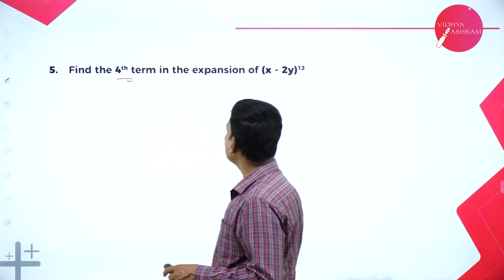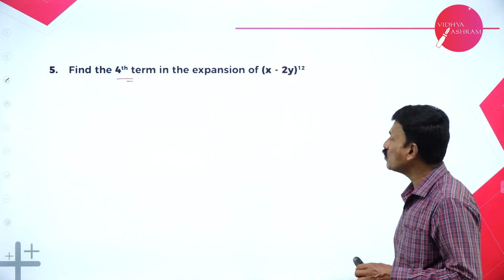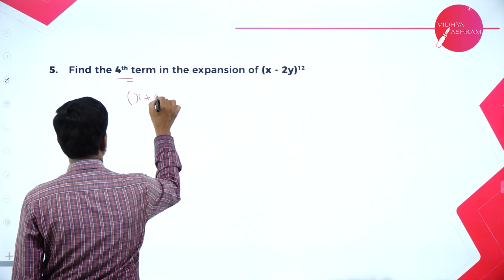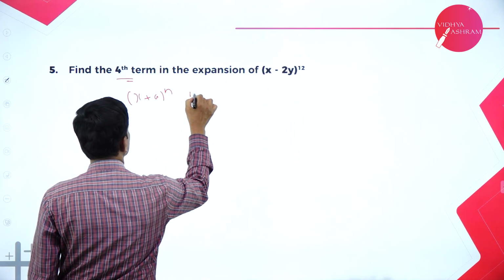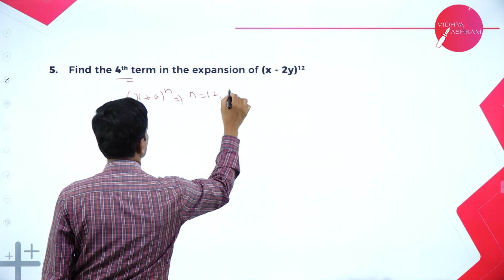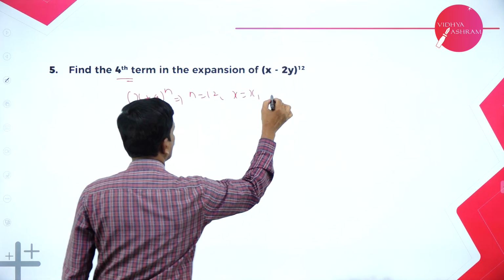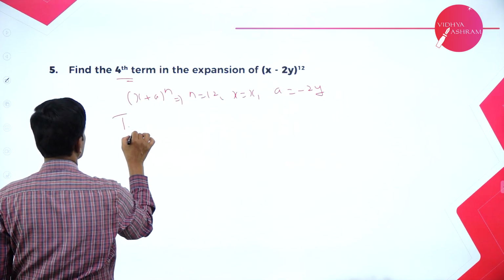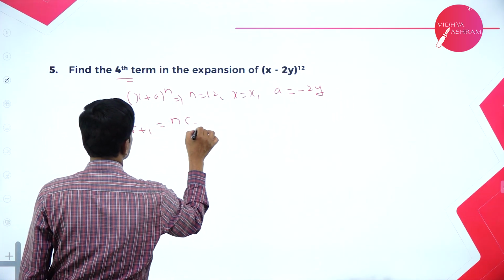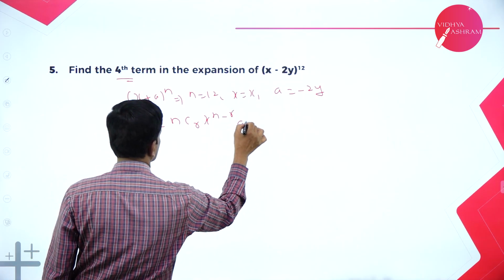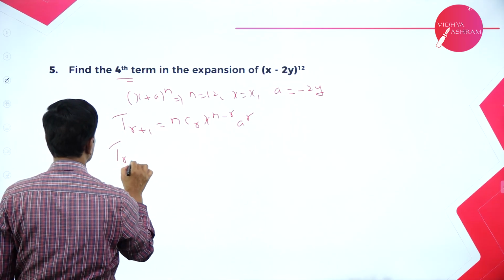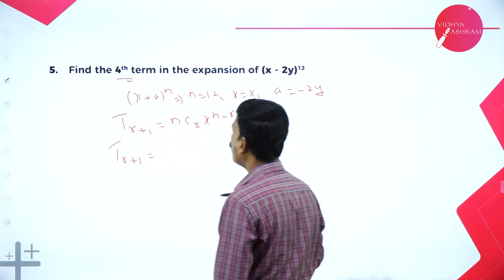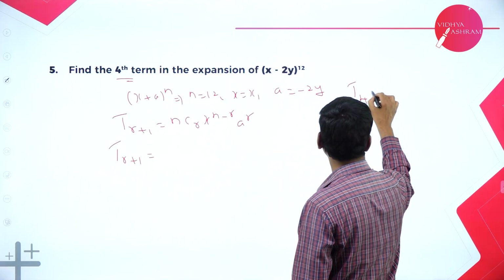Find the fourth term in the expansion of (x minus 2y) to the power of 12. Now just comparing with (x plus a) to the power of n, what is n? n is equal to 12, x is equal to x, and a is equal to minus 2y. What is the general term? T(r+1) is equal to nCr x to the power of n minus r, a raised to r. What is to find? T4 is the question.